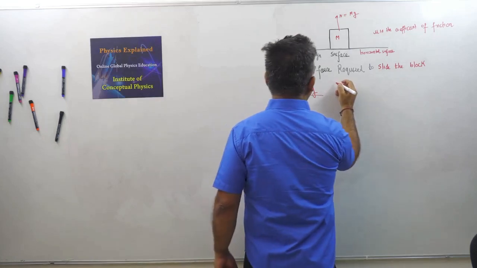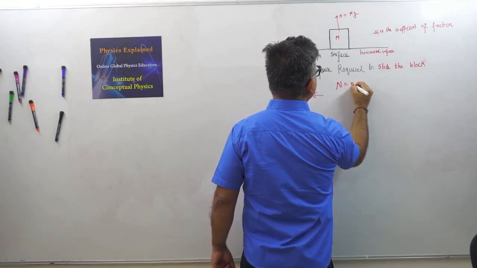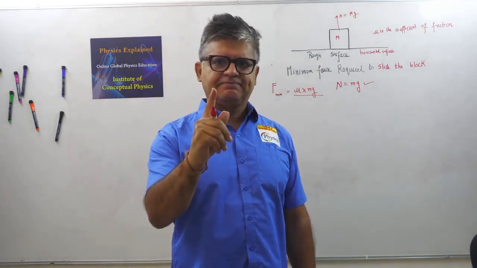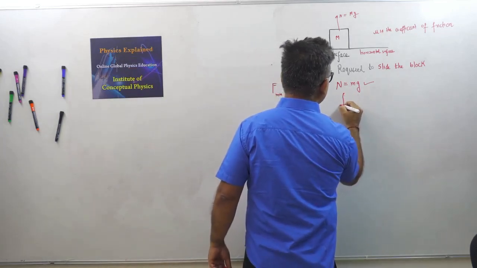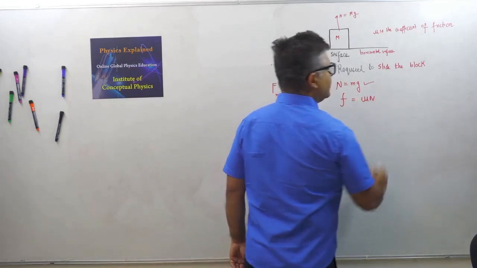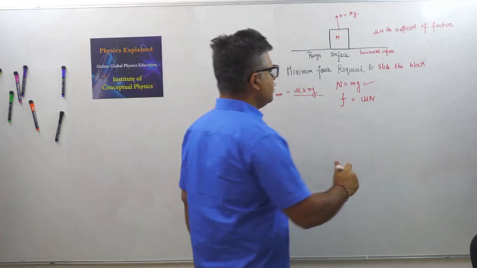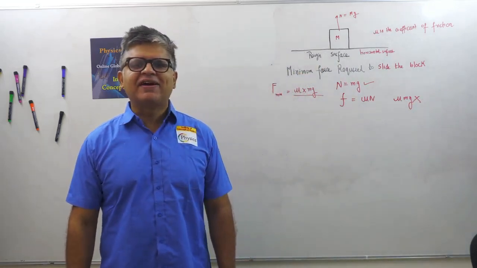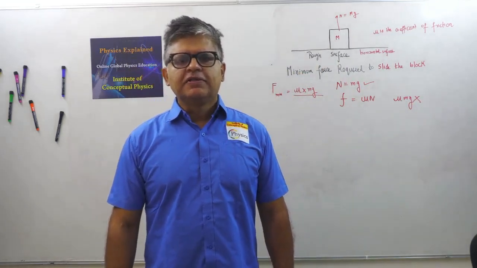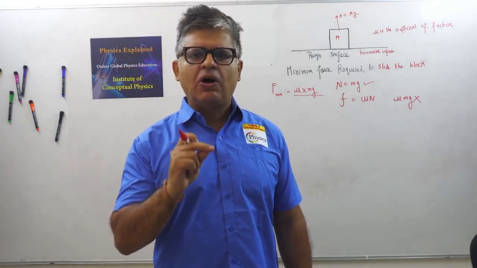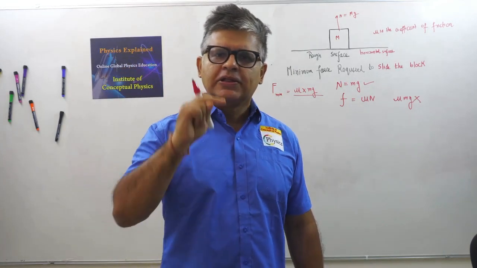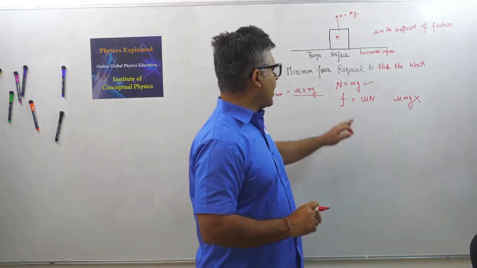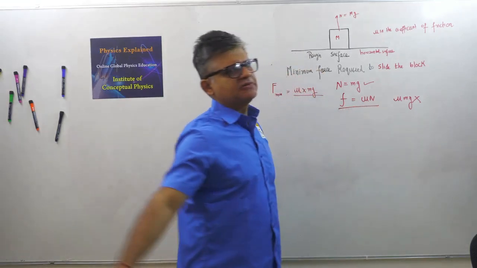The normal reaction is equal to mg, right? But the force of friction is written as mu N. It is not to be written directly as mu mg. Though writing mu mg is very, very tempting, I will tell you the reason why. The force of friction is not dependent on the weight of the body. It is dependent on the normal reaction. Something which is dependent on normal reaction, you should actually prefer writing this expression.